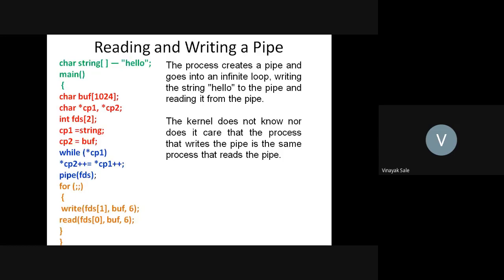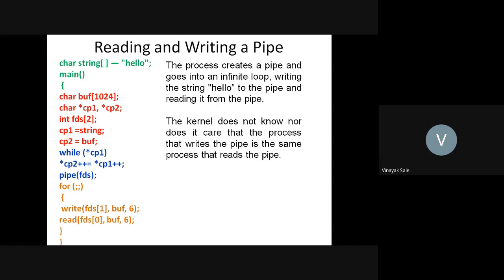Why has reference number 6 been taken here? See, the length of the string hello is 5, and the end of this string has a null character, that is the sixth character. So here reference number 6 is taken.